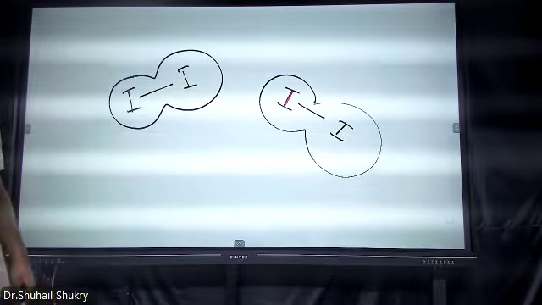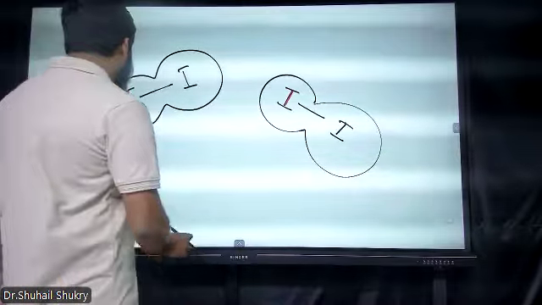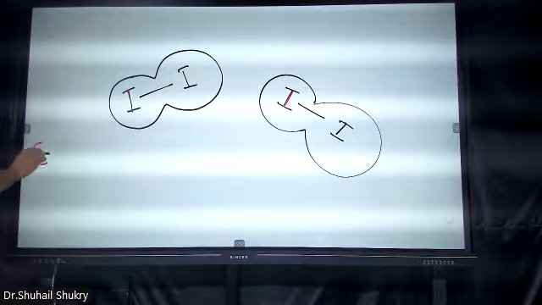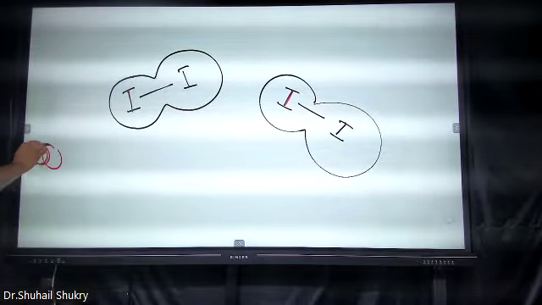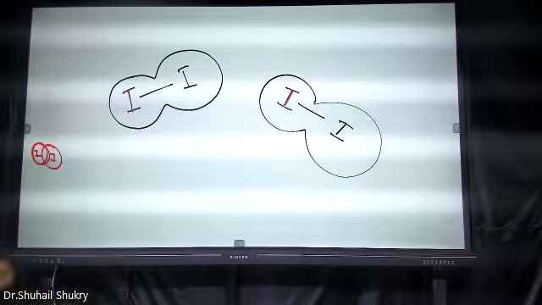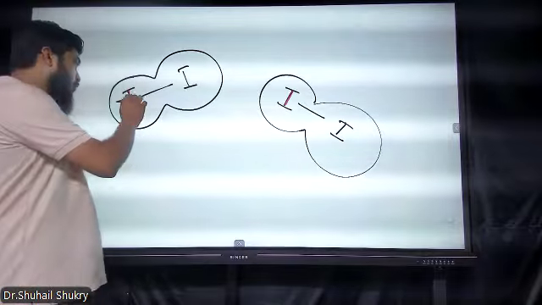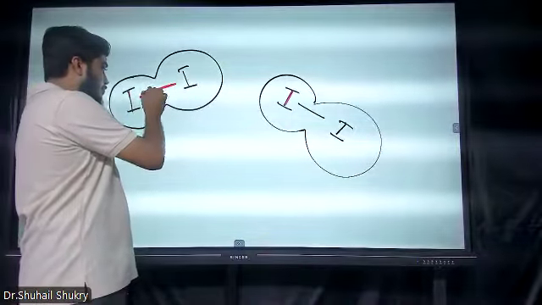Now, what does the distance between I and I mean? Two iodine atoms like this have joined together. This is the meaning of this compound. So this is the bond between iodine and iodine.